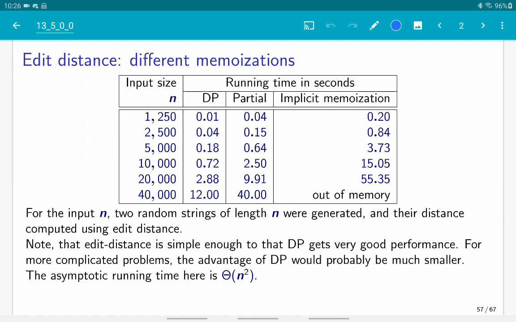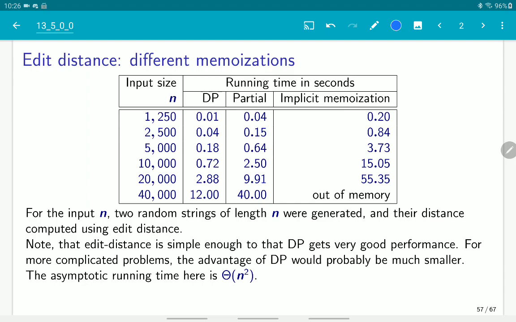So the problem I used for my experiment is edit distance, which is a problem we will see in the next lecture. It's a very cute dynamic programming problem that is in fact really useful, unlike longest increasing subsequence, which is also useful but less commonly used. And I just wrote the code with all three versions. I wrote it in C++, because that's the language I always use. And I generated random strings of that length, and I computed the edit distance.